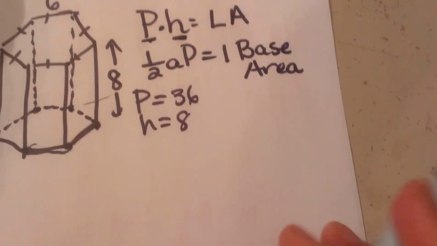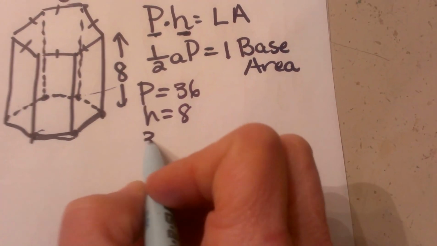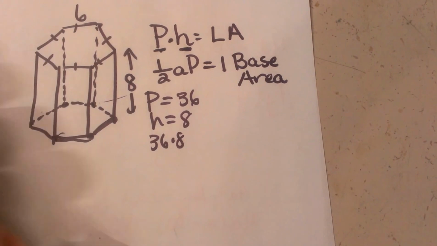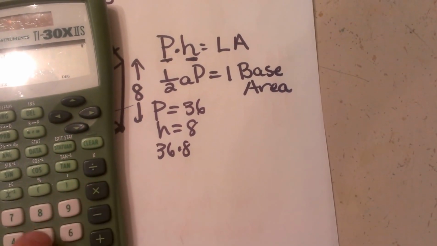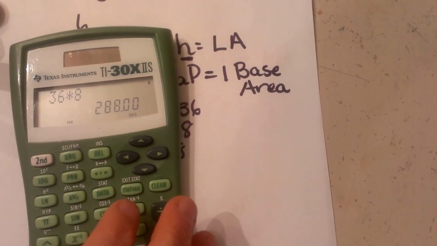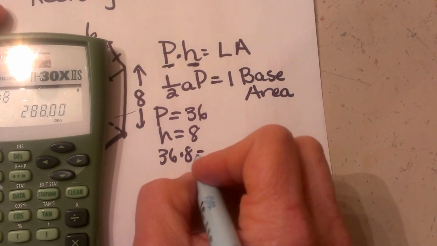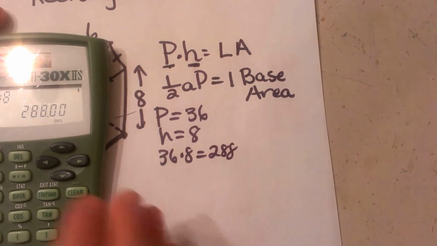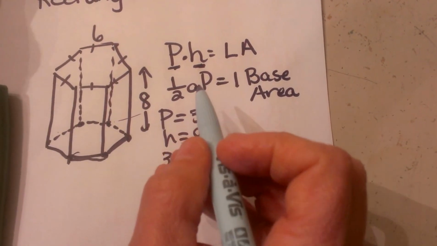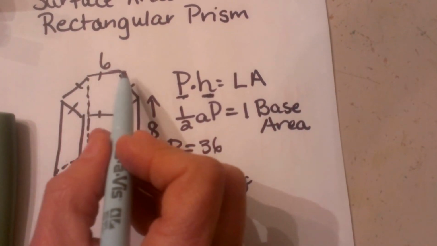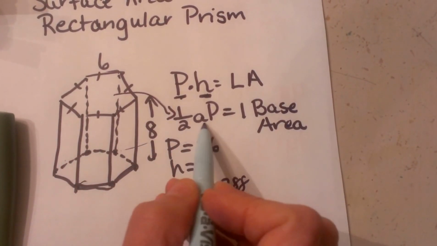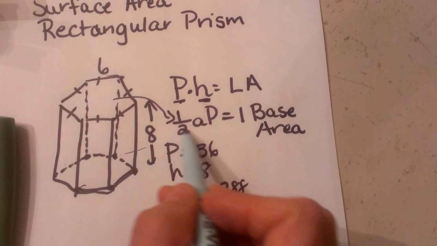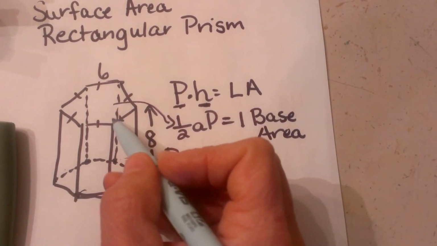So let's multiply that out. 36 times 8 is going to give me 288. So 288 is my lateral area. Now I've got to find my base area. Well, my bases are hexagons, and the formula for a hexagon is 1/2 AP. I'm going to find the area of that and then double it because I have 2.